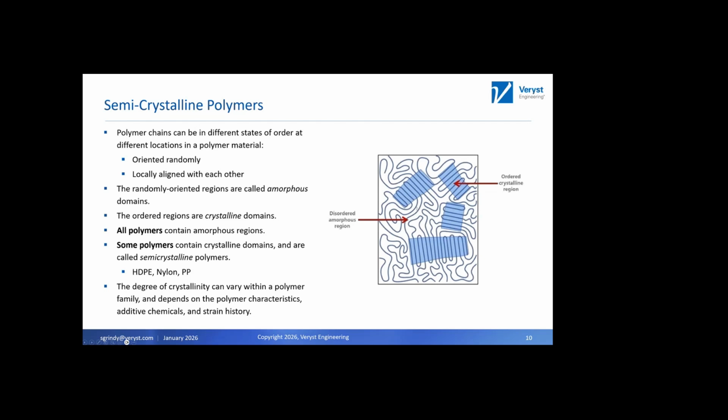where there are parts of the material where the polymer chains are randomly oriented, and then these blue regions that are there to highlight that the polymer chains are all going parallel in this region. Those ordered domains are called the crystalline domains of the polymer. The key thing that I want to point out here is that all polymers contain amorphous domains. Some polymers contain crystalline domains, and that's why we call them semi-crystalline polymers.